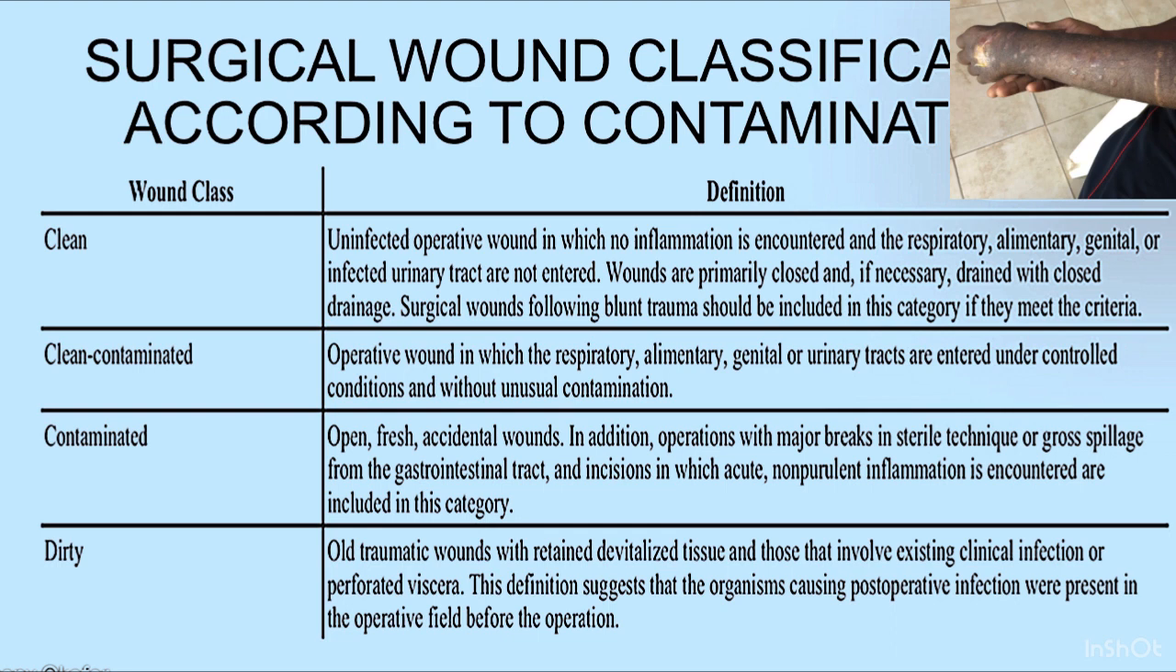Then class 4 is the dirty wound. These are old traumatic wounds with retained devitalized tissue, and those that involve existing clinical infection or perforated viscera. The definition suggests that the organisms causing the post-operative infection were present in the operative field before the operation. An example of this is carrying out a cholecystectomy in a patient with cholecystitis.